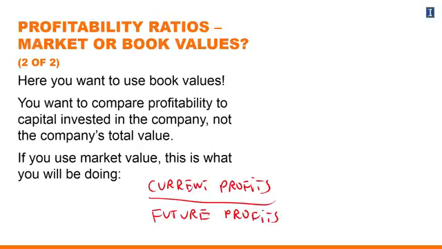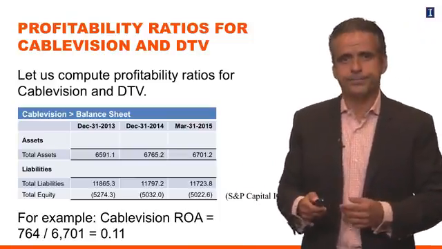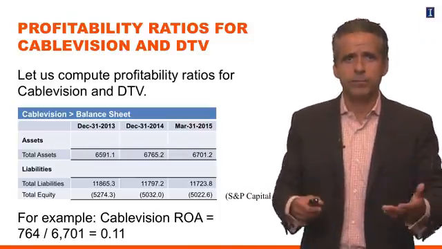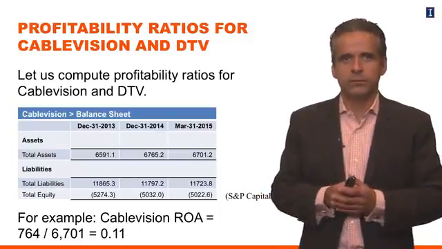Suppose you find a company that has a lot of future profits, and you use market value of assets. This company is going to have low profitability ratios, but it would be unfair to call this an unprofitable company. So this is a ratio that really does not make that much sense to me. If you want to compute profitability of the company, you have to use book value of assets and book value of equity, if you can, in the denominator.